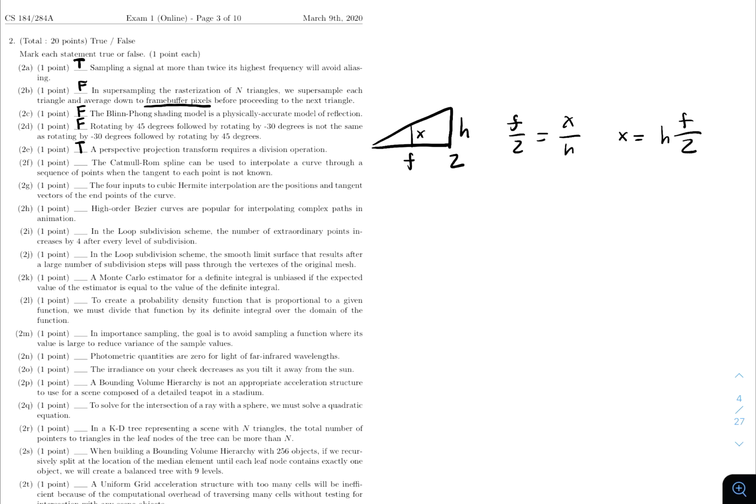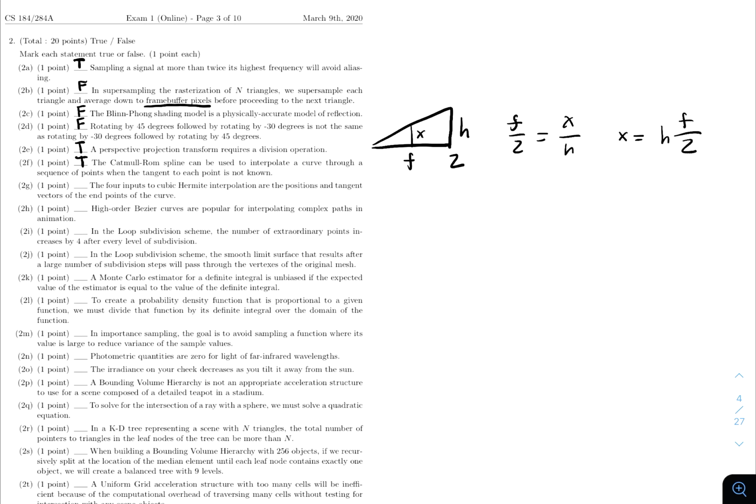Part F, the Catmull-Rom spline can be used to interpolate a curve through a sequence of points when the tangent to each point is not known. This is true. Catmull-Rom interpolation estimates the tangents from triplets of points.